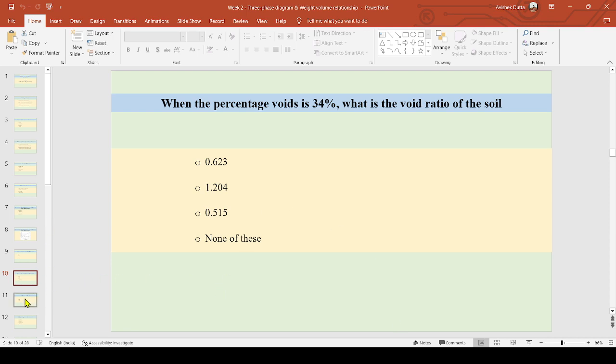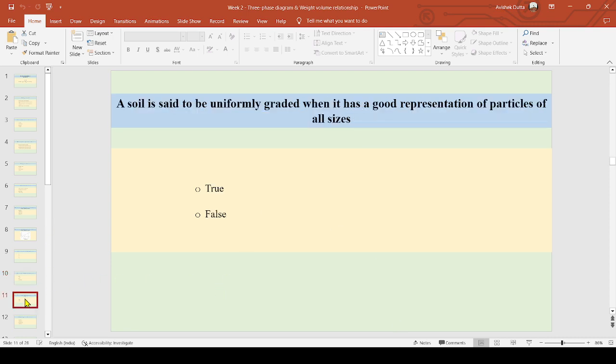Okay, I'll go to the next question. This is a true false statement. A soil is said to be uniformly graded when it has a good representation of particles of all sizes. Tell me whether this statement is true or false.